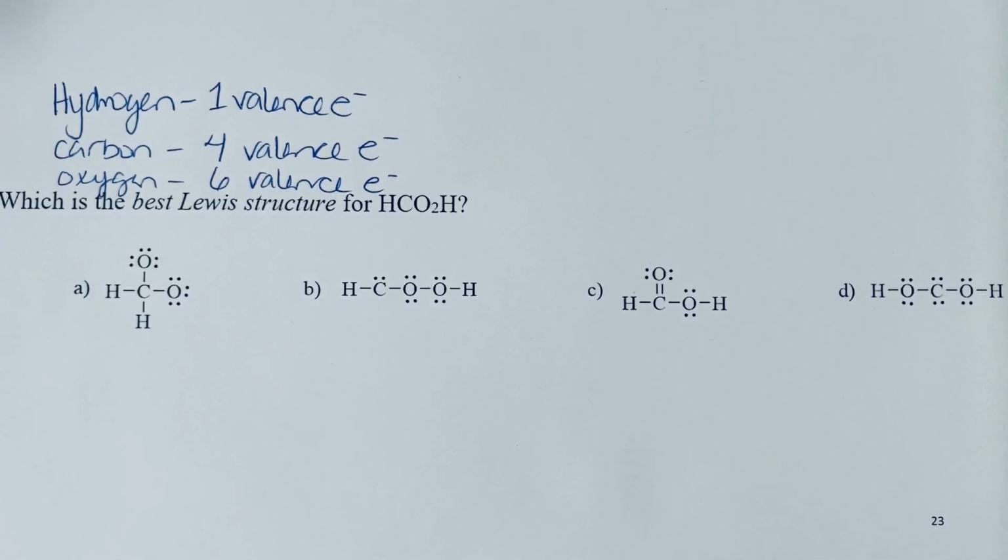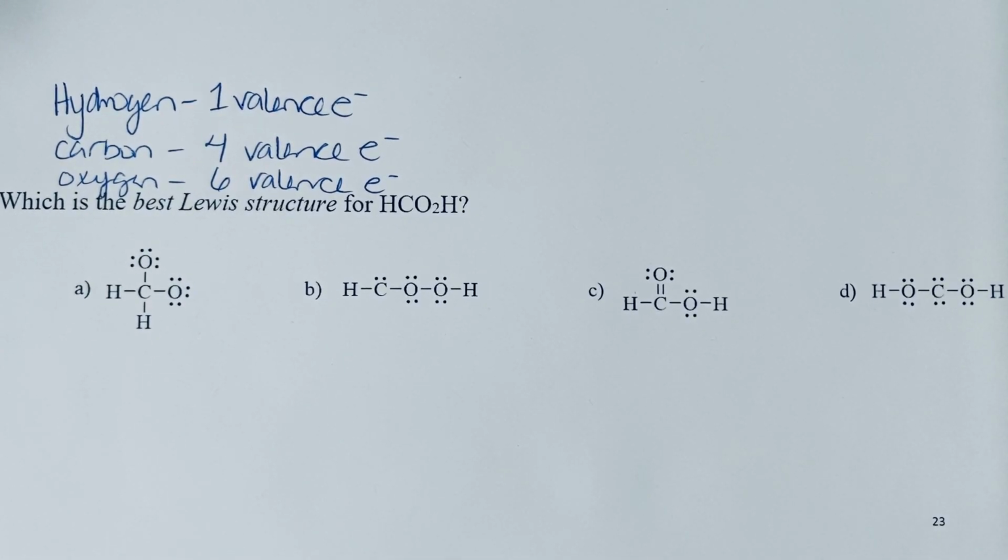Which is the best Lewis structure for HCO2H? So if we are drawing Lewis structures, a Lewis structure accounts for all of the valence electrons in a molecule, and you see those valence electrons as either covalent bonds represented by a line, or a lone pair of electrons, which is represented by two electron dots attached to the atom.